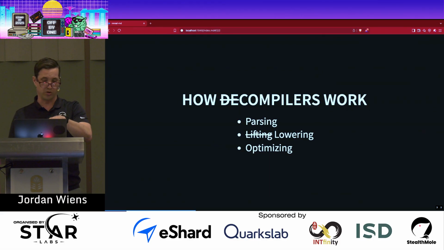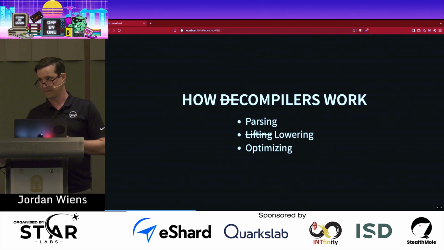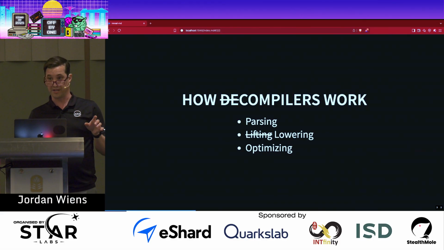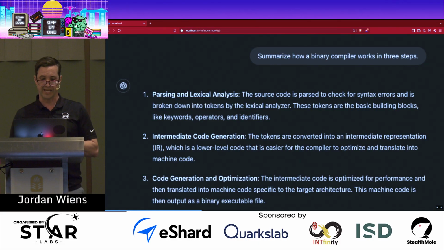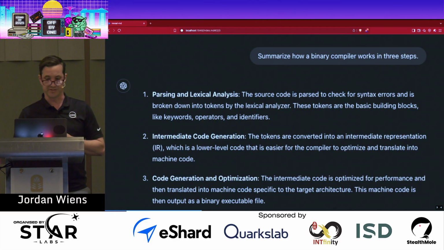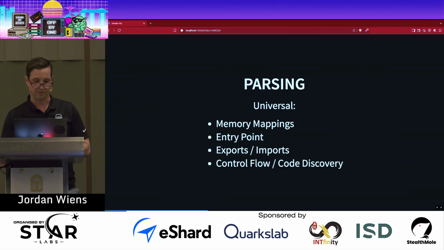And so each one of these pieces of the process is what we're going to be attacking. So when we talk about breaking a decompiler, what we're looking for are flaws in each one of these. And I just asked ChatGPT, because that's apparently the thing you do now, how does the binary compiler work in 3 steps? And it gave me those exact 3 steps, because that's generally what they do, right?